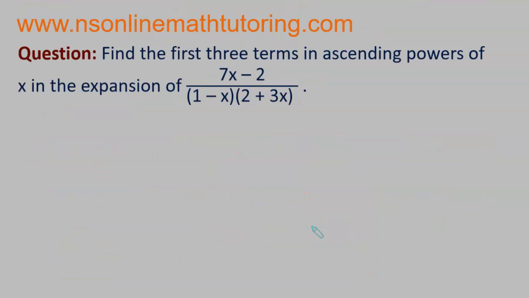Now we take up another question. It is find the first 3 terms in ascending powers of x in the expansion of 7x minus 2 over 1 minus x times 2 plus 3x. Over here they have given the denominator in factorized form. So let's start with our answer.